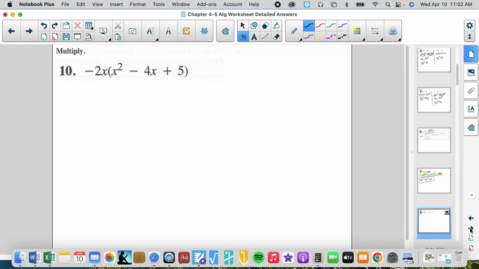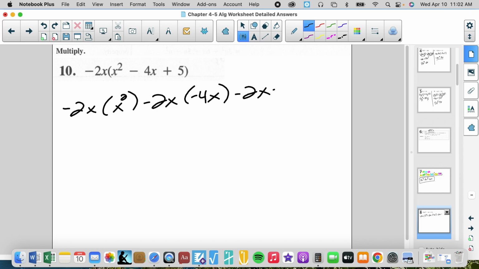So that is simplified. Negative 2x times x squared minus 2x times negative 4x, negative 2x times 5. Negative 2x times x squared is negative 2x to the third. Negative 2x times negative 4x is positive 8x squared. And negative 2x times 5 is negative 10x.